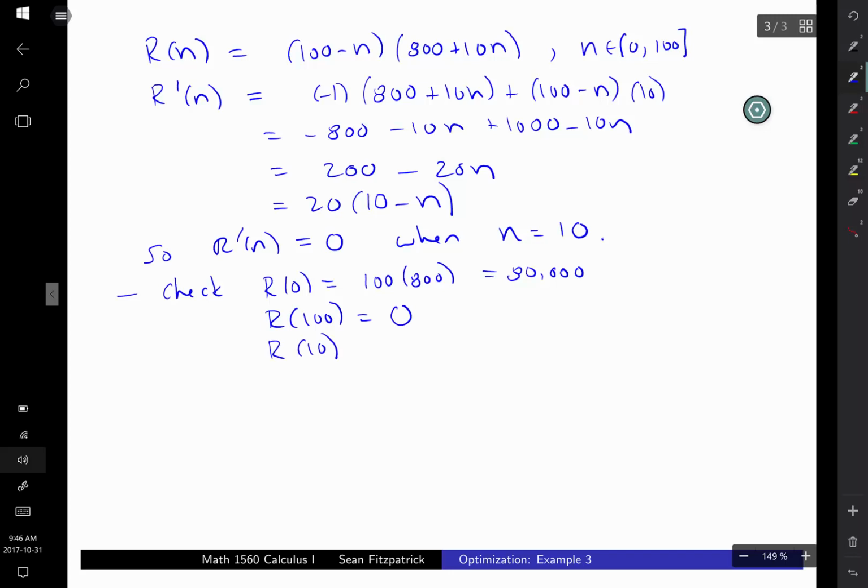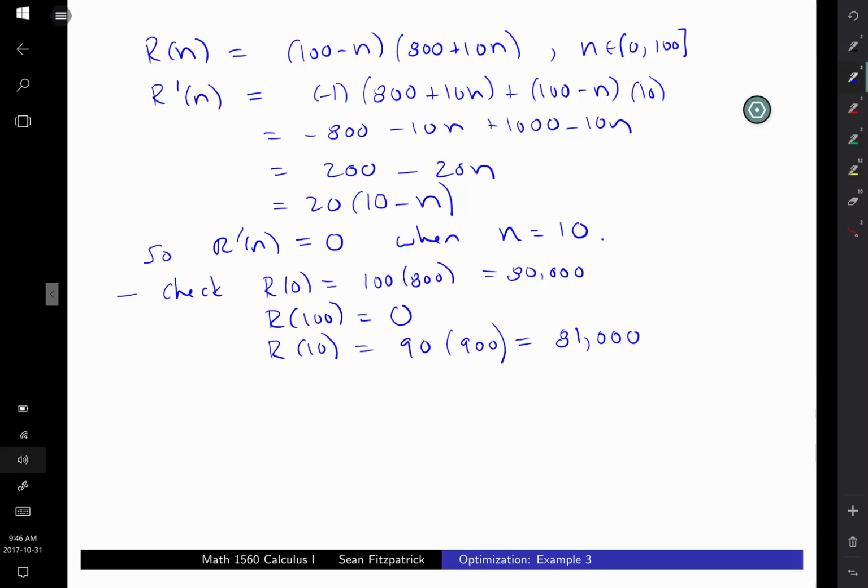R of 10 is going to be 90 times 900, which is going to be 81,000. Okay, so by adding $100 to the rent, she loses 10 units. There are 10 units that are going to become unoccupied, but she gains $1,000 a month in revenue because the rent has gone up by 100.